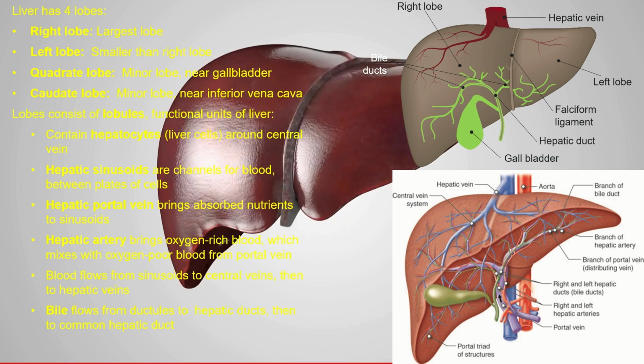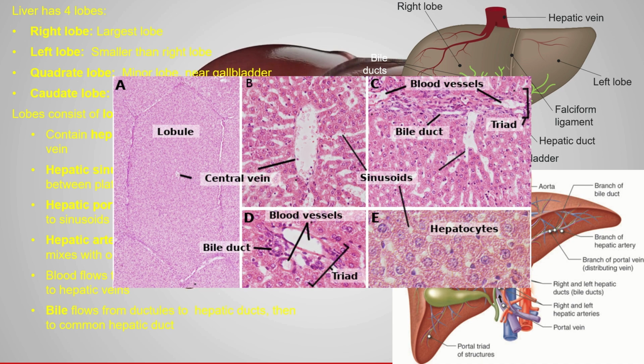The hepatic portal vein brings absorbed nutrients to sinusoids, while the hepatic artery brings oxygen-rich blood. The blood from the sinusoids will flow out to the central veins and the hepatic veins. Bile flows from the ductules to the hepatic ducts to the common hepatic duct. Here are those structures we just discussed in microscopic form and labeled for your viewing pleasure.